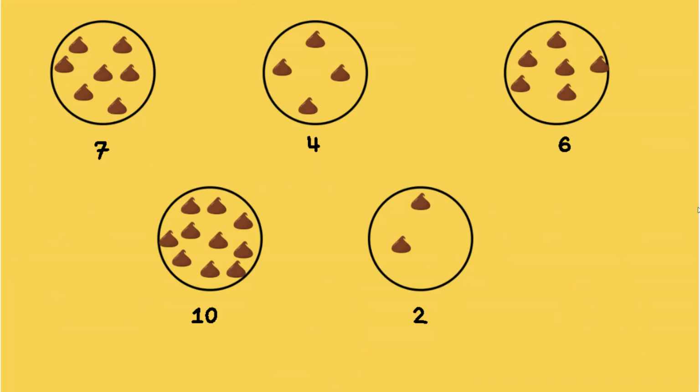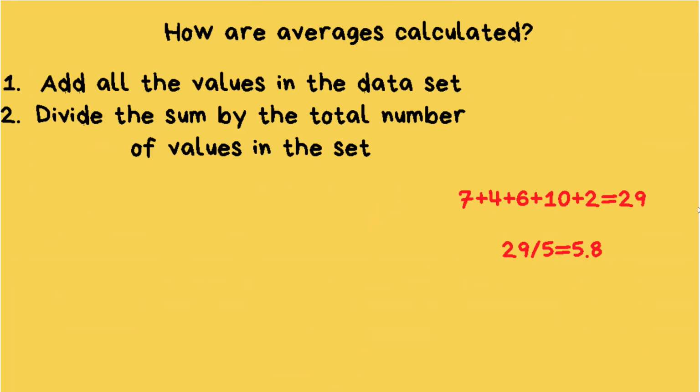We have 5 chocolate chip cookies, and as you can see, each cookie has a different number of chocolate chips in it. If we want to know what the most typical value for the number of chips in each cookie is, we would need to calculate the average. To calculate the average of a set of data, you add all of the values in the data set and then divide the sum by the total number of values in the set.